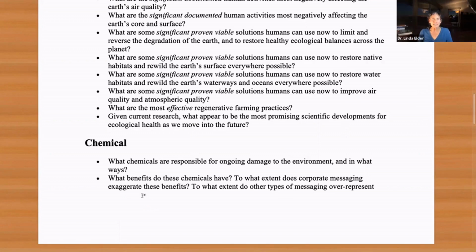So just don't cut down that tree. Just don't cut it down at all. There are places still where people think of a tree as something that gets in the way. We cannot think of trees in this way, nor animals. But you see, what are some of the significant proven solutions that humans can use now? So I mentioned rewilding, but also to restore water habitats and to restore the oceans.